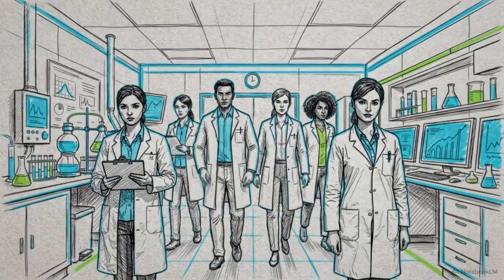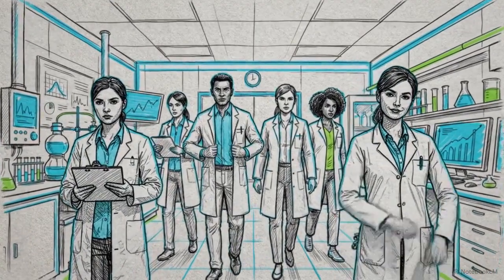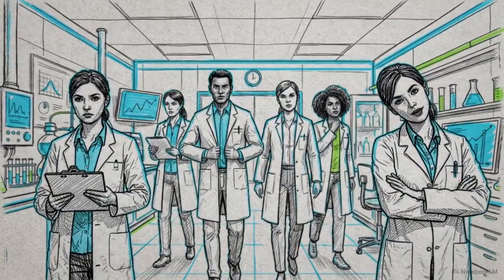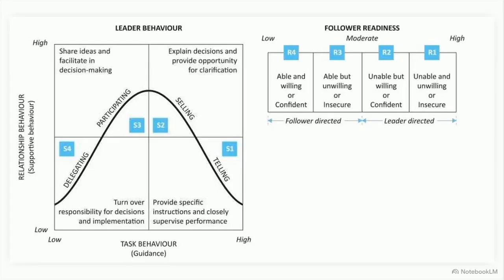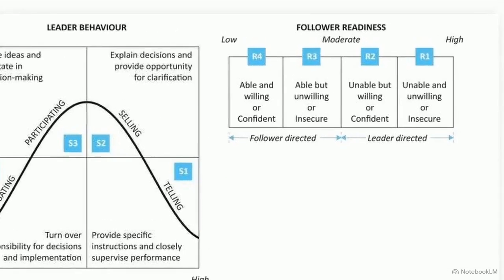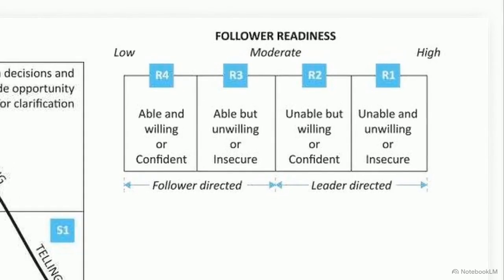Our final contingency framework removes the focus from the environment and specific decisions, placing it entirely on the followers. This diagram represents the Hersey-Blanchard situational leadership model. It modulates leadership behavior across a bell curve, dictating how a manager must act based on the maturity of their team. On the right side, we have the follower readiness scale, establishing a spectrum starting from low readiness, where team members are unable and unwilling, progressing up to high readiness, where they are fully able and willing.